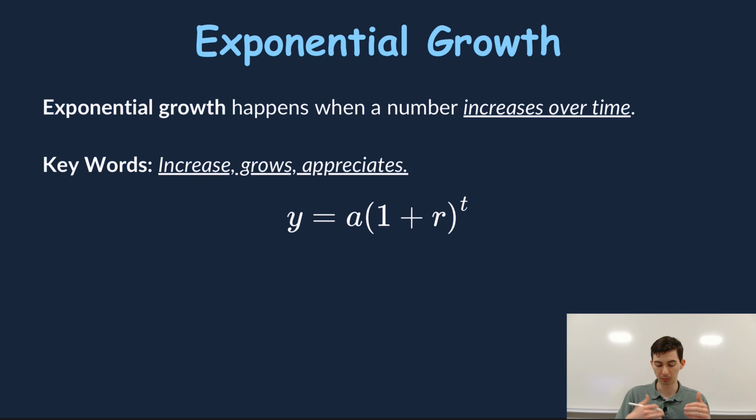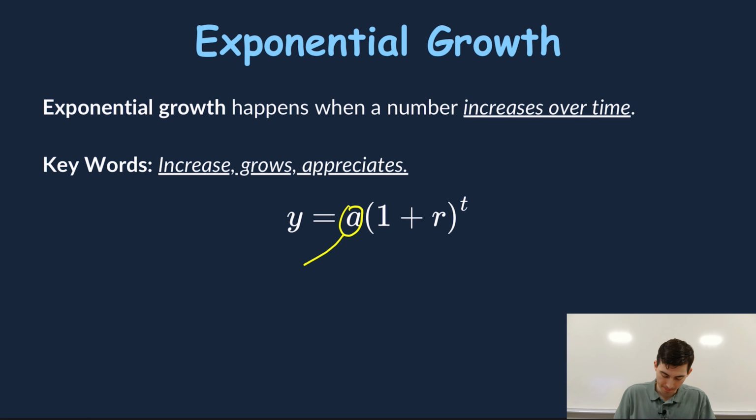Exponential growth, remember, happens when we have a value that's increasing and usually over time. So some keywords that we're going to be looking for when we're dealing with these word problems is that it's increasing, it grows, it appreciates. That's going to be a growth word. And so this is going to be kind of the formula that we use to write our exponential functions.